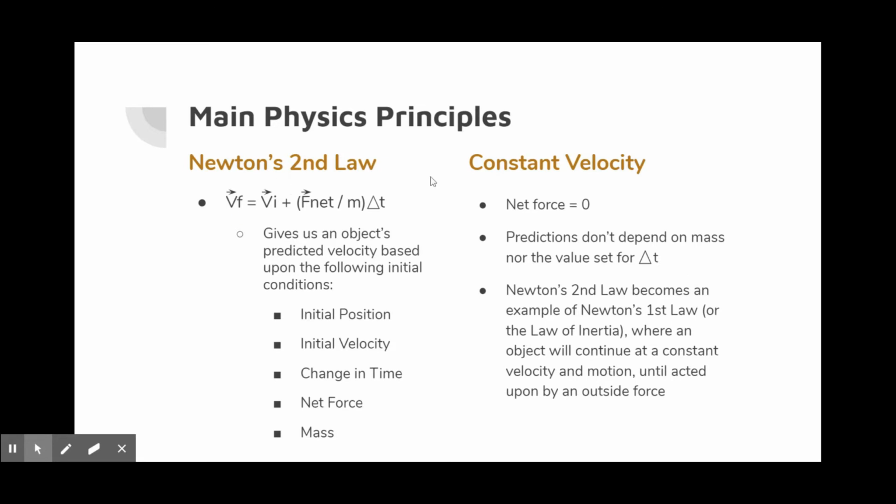So for the two main physics principles, Newton's second law and constant velocity, which essentially denotes Newton's first law, Newton's second law gives us the final velocity of an object given that we have these following initial conditions of position, velocity, change in time, net force, and mass. And constant velocity essentially denotes Newton's first law in that the net force is 0, so the mass and the change in time don't really matter. All those would equal 0 here on the right side of the equation, so the initial velocity becomes the final velocity, which means we have a constant velocity in motion until an outside force acts upon it.